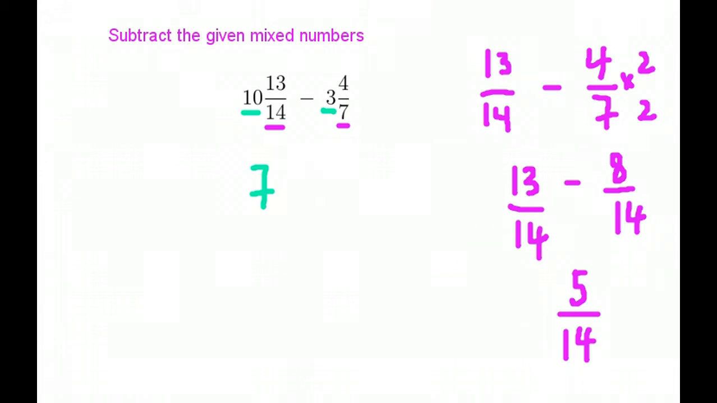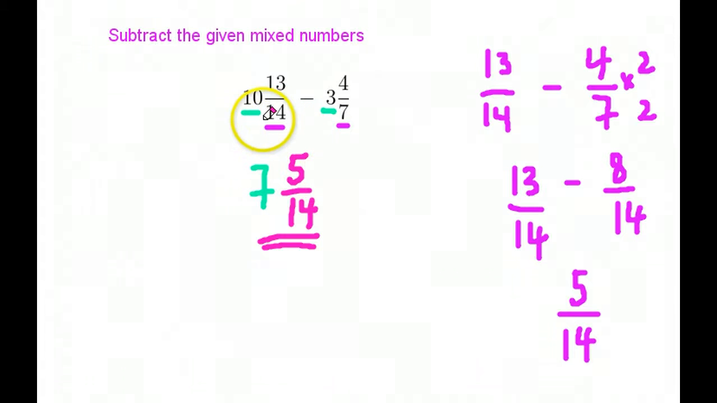And the fraction part already subtracted, it is 5 over 14. Seven and 5 over 14. This is the answer. This is one of the approaches to do subtraction of mixed numbers. The other approach would be to change these numbers into improper fractions and subtract.